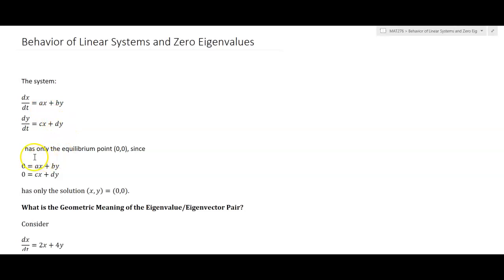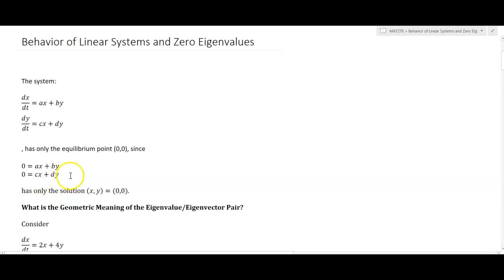This system has only one equilibrium point, and that's the point 0, 0. The way we can find that is if we put 0 in for dx/dt and 0 in for dy/dt and use technology to solve this for us, we'll only get x and y equal to 0, 0 solutions. So we can see that if you plug in 0 for x and 0 for y, the whole right side is 0. And same thing for the second equation.